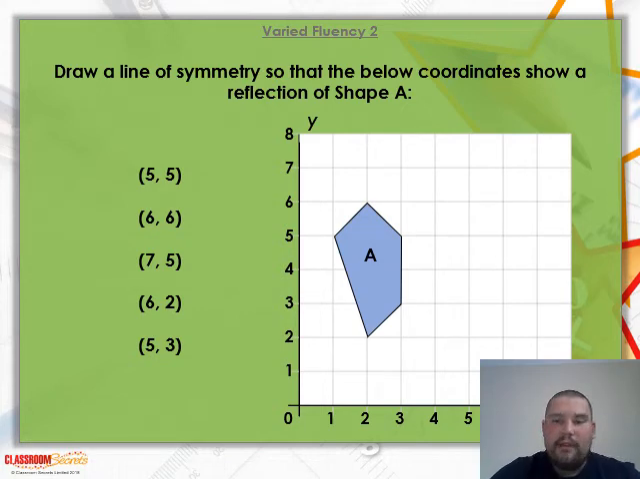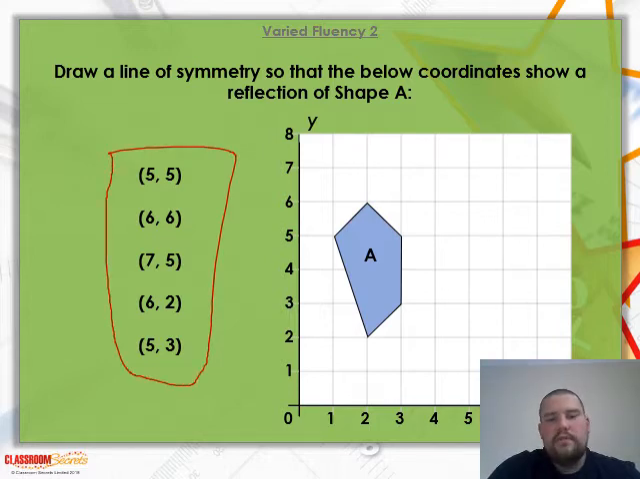Okay, this is a great question. So draw a line of symmetry so that the below coordinates show a reflection of shape A. First things first, you've got the coordinates. Do not draw the line of symmetry first. Plot the coordinates. Okay, so if I'm looking at the first one here, 5, 5, so come along to the x-axis, 5, and then go up 5. This here is going to be my first point.